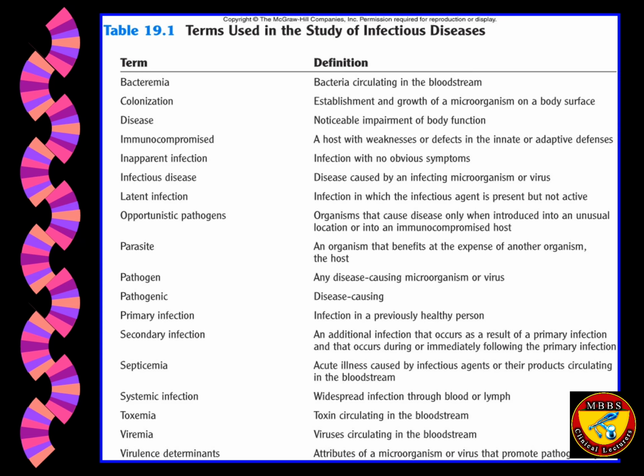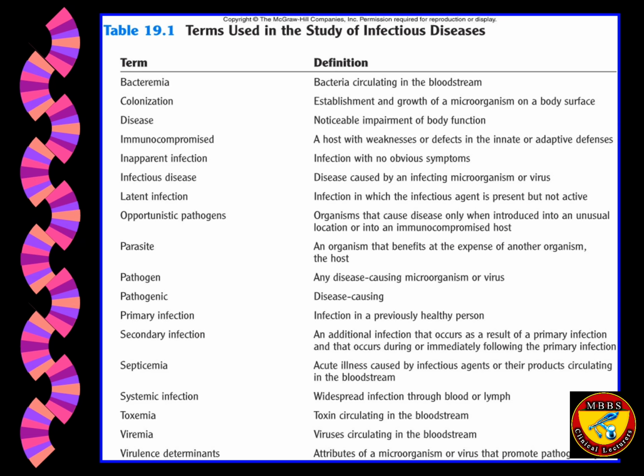And they have kind of come across a lot of them. What is bacteremia? Bacteremia is the bacteria circulating in the bloodstream. Colonization is establishment and growth of a microorganism on a body surface. Like our respiratory tract is colonized, our genital areas are already colonized with certain microorganisms. So these are colonized sites.